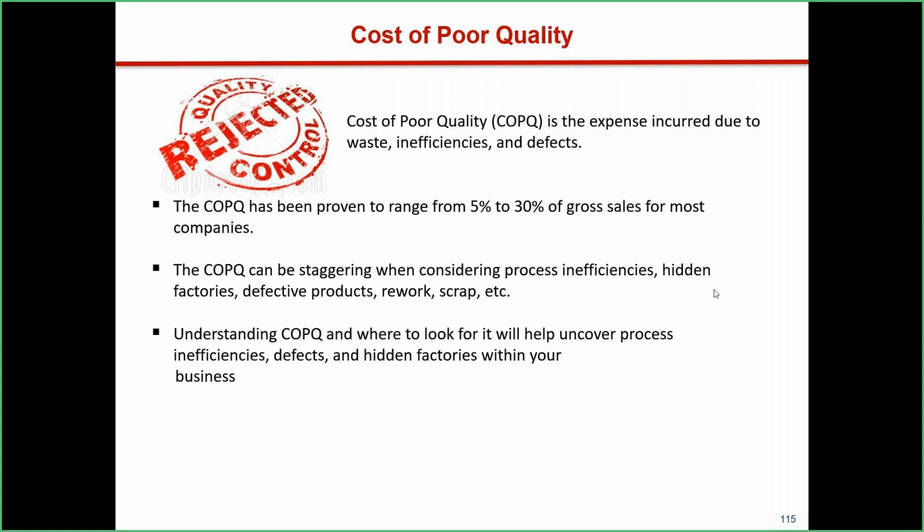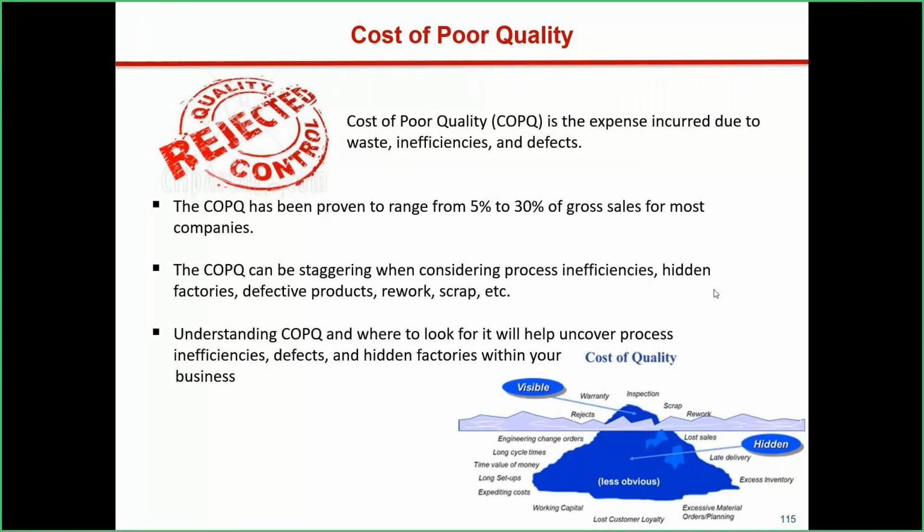COPQ can be staggering when you consider process inefficiencies, hidden factories, defective products, rework, scrap, etc. Understanding COPQ and where to look for it will help uncover process inefficiencies, defects, and hidden factories within your businesses. In cost of quality, what is visible to everyone is rejects, warranty, inspection, scrap, rework. But the hidden factories are a lot: lost sales, late deliveries, excessive inventory, excessive material order planning, lost customer loyalty, and so on and so forth.